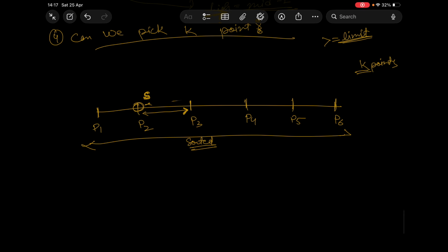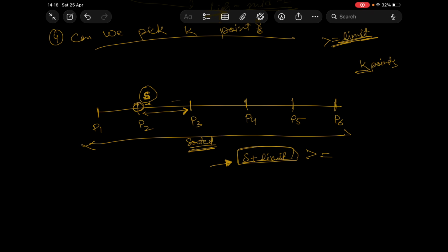Since this is sorted, can I know, for this start, the limit should be greater than or equal to k, right? So start plus limit. If I want to know what is the next point which is greater than or equal to s plus limit. Okay, so what is the next point which is greater than or equal to limit?